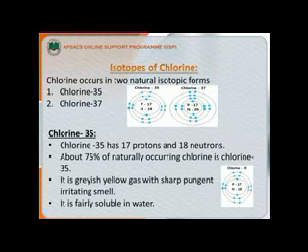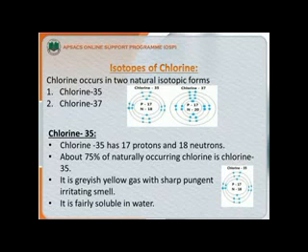Isotopes of chlorine. Chlorine occurs in 2 natural isotopic forms, chlorine-35 and chlorine-37. You can see them in the diagram as well. In case of chlorine-35, it has 17 protons and 18 neutrons. Dear students, about 75% of naturally occurring chlorine is chlorine-35.